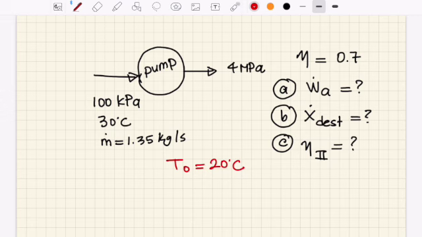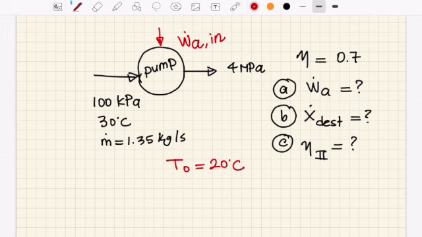Okay, of course we know for a pump to increase the pressure it requires a power input, right? And in this problem we will have to calculate the actual power. But the interesting thing here is they are giving us the isentropic efficiency. So we should be using the isentropic efficiency equations.